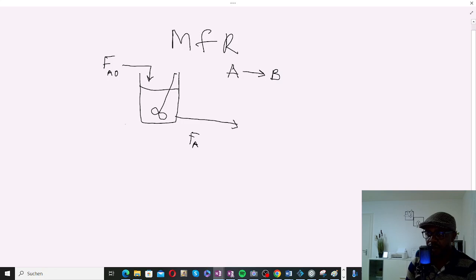Now, let's assume that there is a reaction taking place here. The reason you are doing this will become clear very soon. It's not going to be long. I'm not going to take up your time. We want to do a material balance for this.